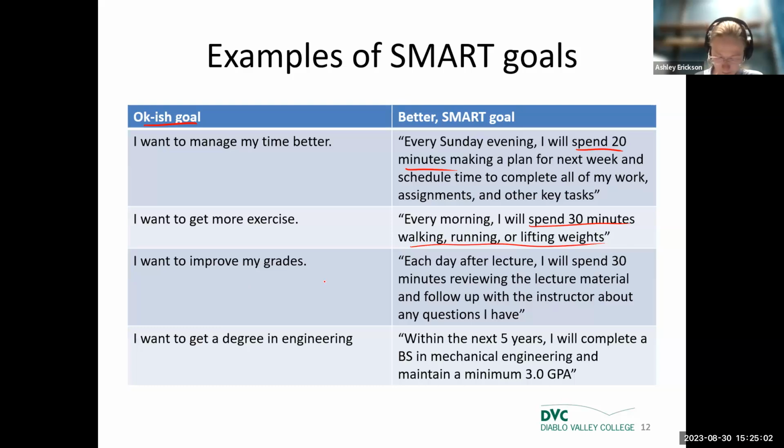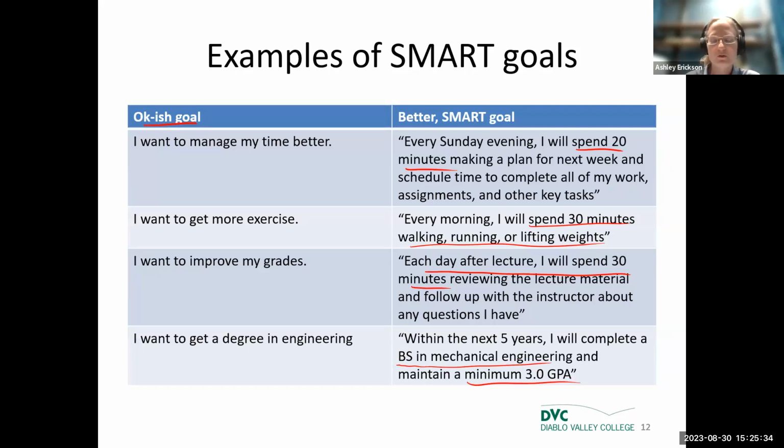Next one, I want to improve my grades. There are many ways you could do that, but one potential SMART goal could be that you'll spend 30 minutes every day after lecture reviewing the material and asking any questions you have. Or instead of I want to get a degree in engineering, you could write, within the next 5 years, I will complete a BS in mechanical engineering and maintain a minimum GPA.